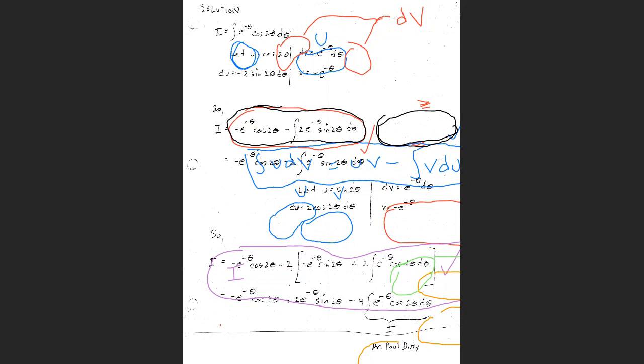Okay, so I have the integral of e to the negative theta cosine of 2 theta d theta, all being equal to what's on the right side here. So you have an equal sign, right? So it's just going to keep repeating, right? But yet I can solve for my antiderivative. I can solve for the integral of e to the negative theta cosine 2 theta d theta. I can solve for it.